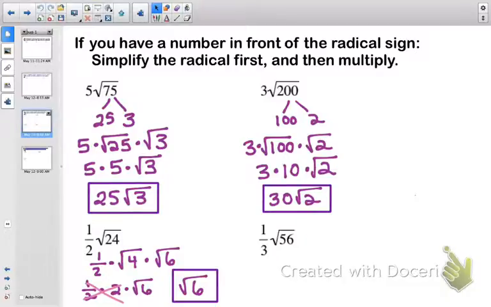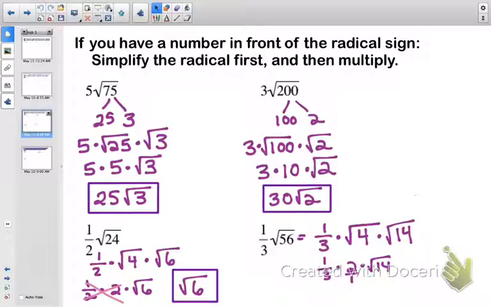Last one, 56 breaks up into 4 times 14. 4 is the biggest perfect square that goes into 56. So we have 1/3 times root 4 times root 14. Simplify root 4 to 2, and then multiply 1/3 times 2. So I put 2 over 1 so I can see what's in the numerator or what's in the denominator, but it just simplifies to 2/3 times the square root of 14.